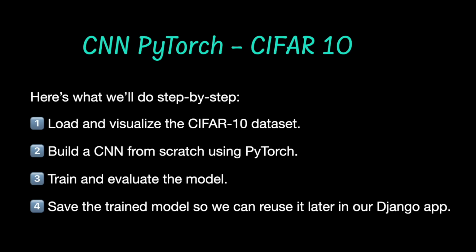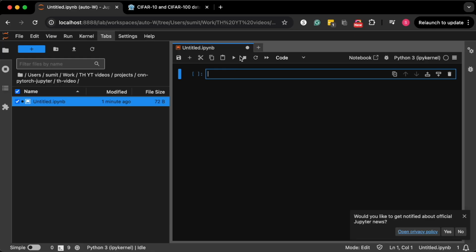Okay, here's what we'll do step by step. First, we will load and visualize the CIFAR-10 dataset. Then we will build a CNN from scratch using PyTorch. Then we will train and evaluate the model. And at the end, save the trained model so we can reuse it later in our Django app. By the end of this video, you'll have a fully trained PyTorch model ready for deployment. And in the next video, we'll do the same thing using TensorFlow to compare performance. Okay. So let's get started.